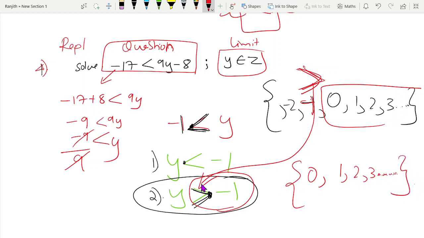0, 1, 2, 3, 4. In the number system, students, this arrow shows the direction. So y greater than minus 1 means the right hand side: all the numbers from minus 1 towards the right hand side. Is it clear? Fourth question, all of you are done? Okay, try the fifth one for homework. We'll do the sixth question.